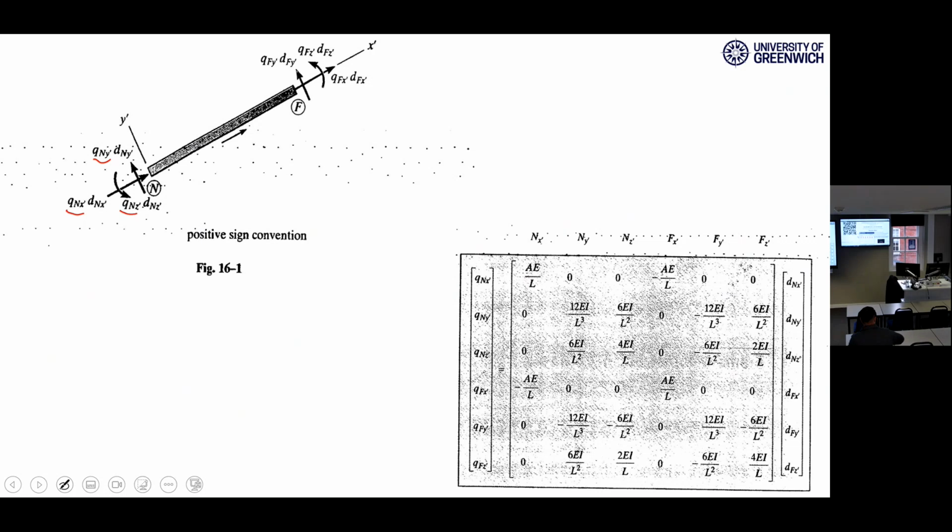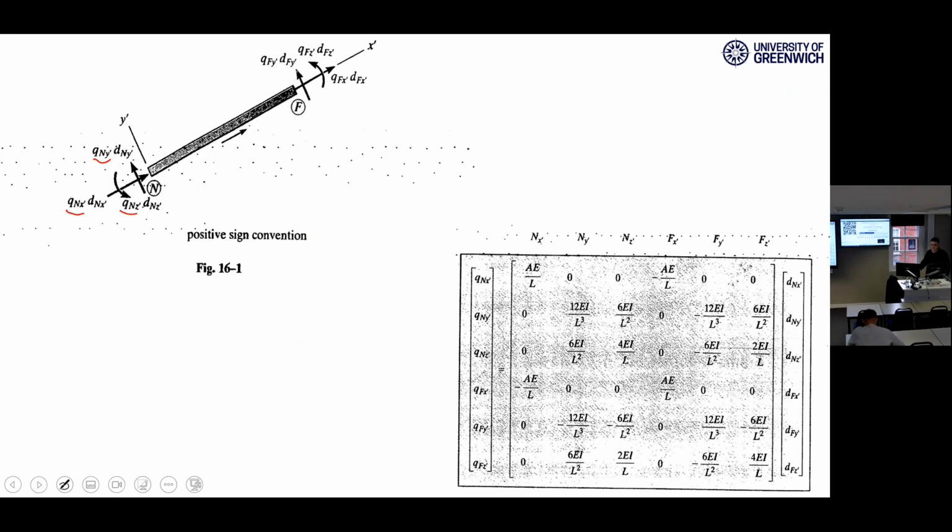And what is this? Qn z prime. Force at the near end and along the z prime. It's a kind of moment, isn't it? Right? This is axial force, this is shear force, this is moment. For these three, you have three corresponding deformations.